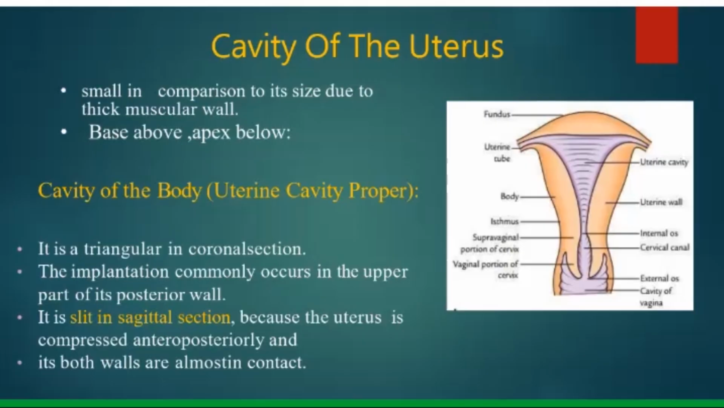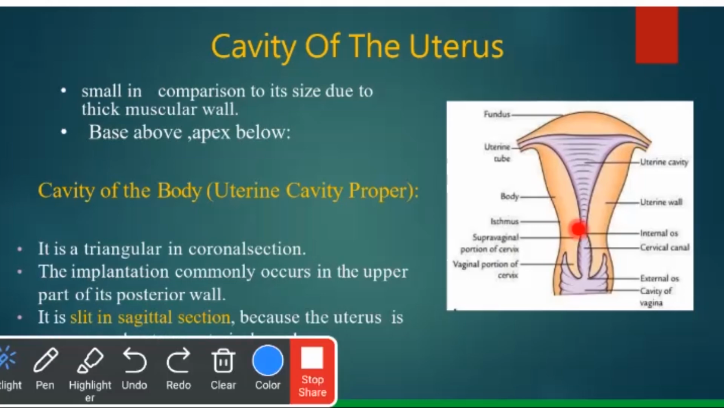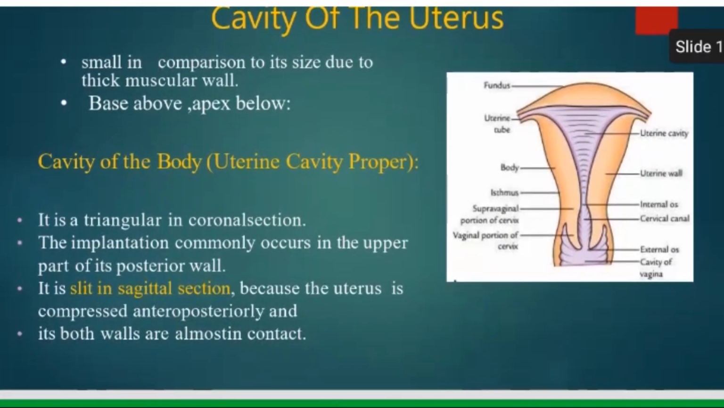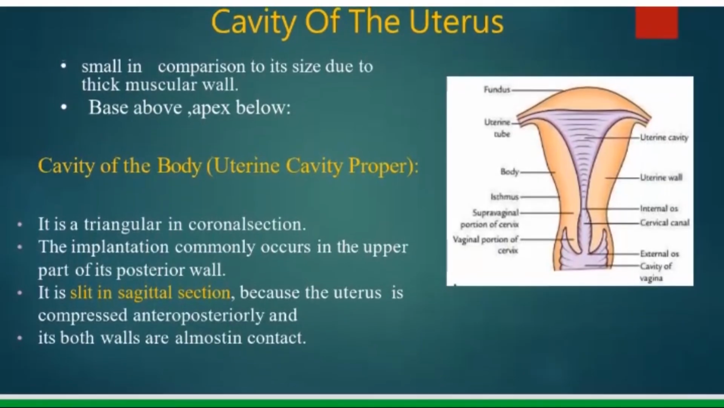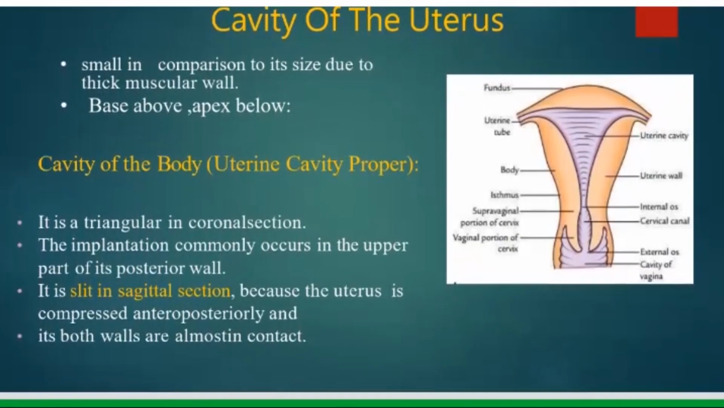It is a slit in sagittal section because the uterus is compressed antero-posteriorly and its both walls are almost in contact. This is the upper part, and here also in the posterior wall implantation is done. If we do a sagittal section of the uterus, it is a slit because the uterus is compressed antero-posteriorly. Here also in the two-dimensional figure you can see and correlate that.